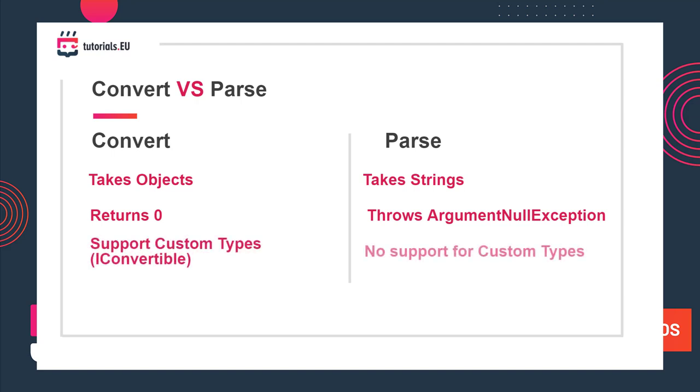Now, when it comes to converting strings, both the Convert and the Parse methods will do the same thing. So in that case, I recommend using Parse or TryParse. But if you are dealing with your own custom types, then you can simply implement the IConvertible interface to provide your own implementation and use the Convert method to convert from other types to your own custom types.